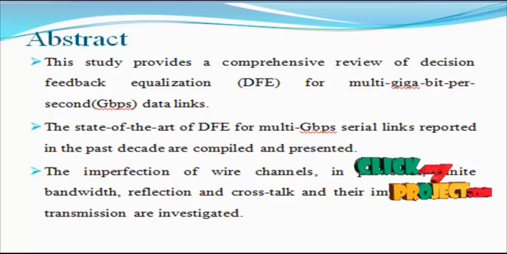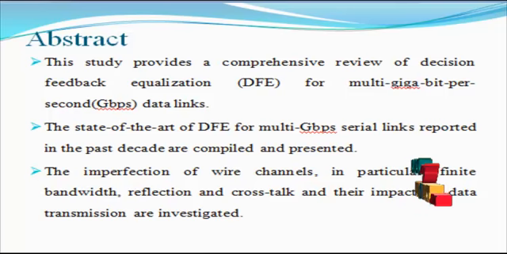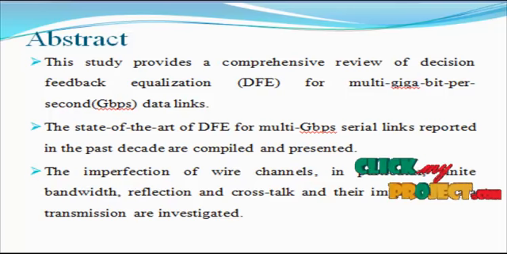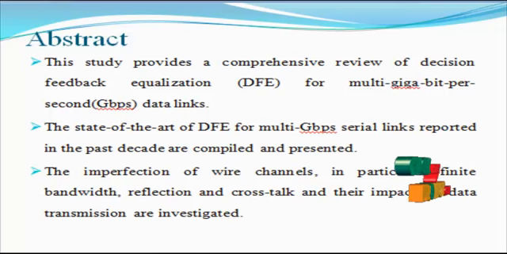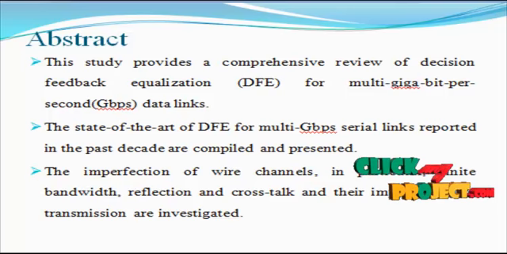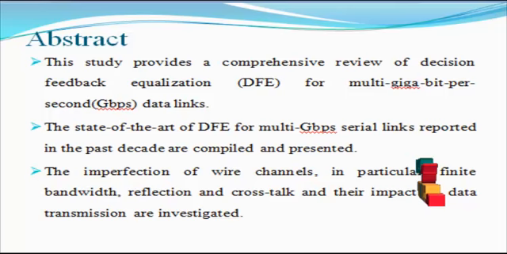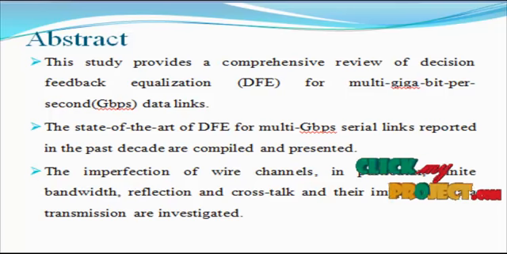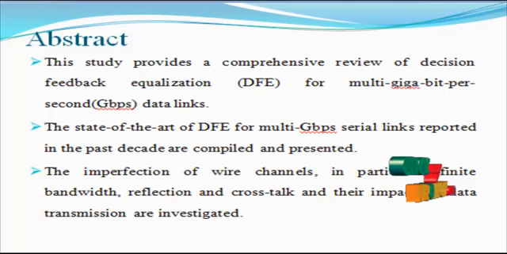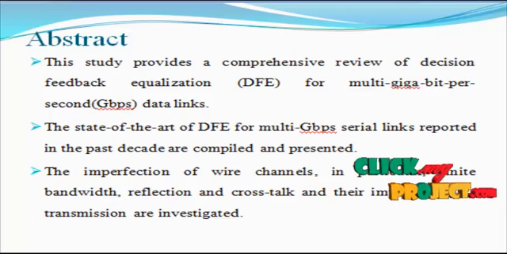This study provides a comprehensive review of decision feedback equalization for multi-gigabit per second data links. The state of the art of decision feedback equalization for multi-gigabit serial data links reported in the past decade is compiled and presented. The imperfections of the wire channel, in particular finite bandwidth, reflection and crosstalk, and their impact on data transmission are investigated. The fundamentals of both near-end and far-end channel equalization to combat the effect of imperfections of the wire channel at high frequency are explored.